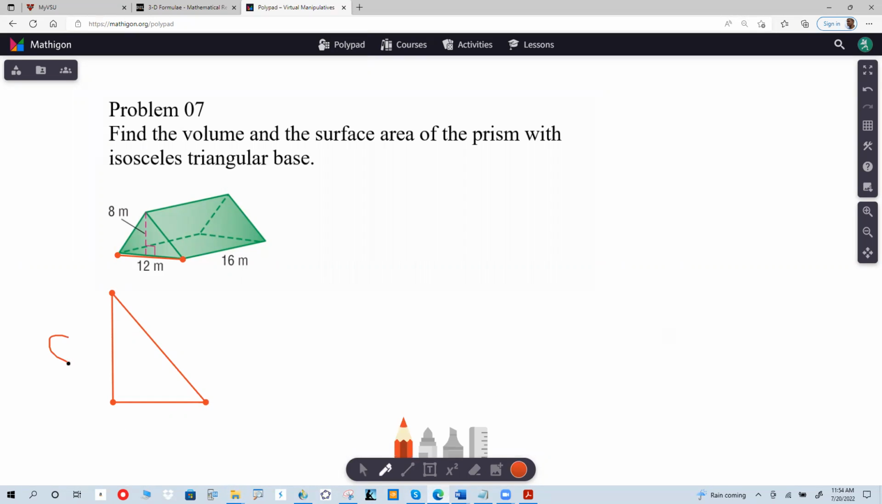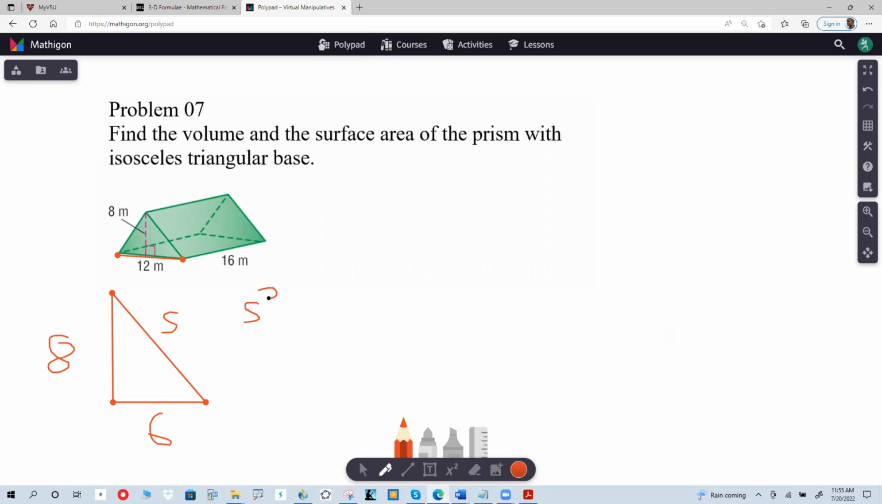This piece is 8. This is 6. I have to find this edge. I'm going to call it S, for the slant length. I need to find it. I have to do it very carefully and I can't mess up.